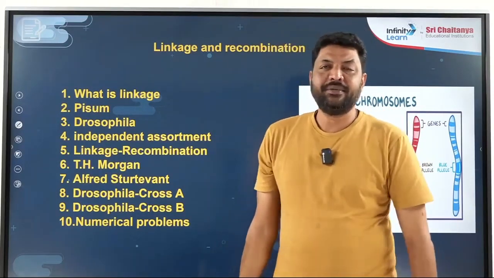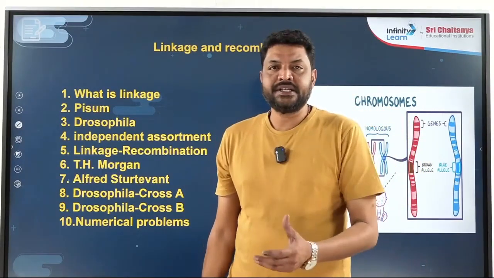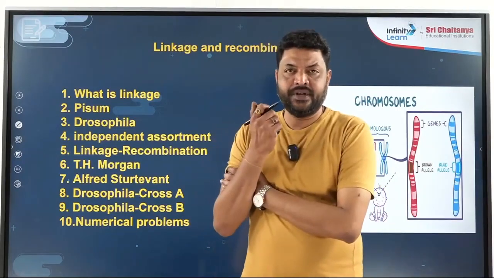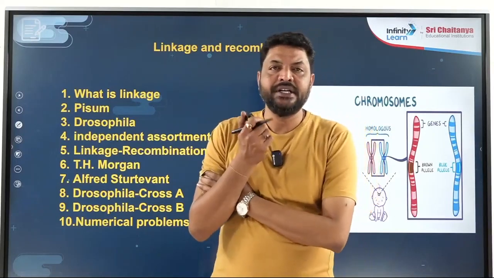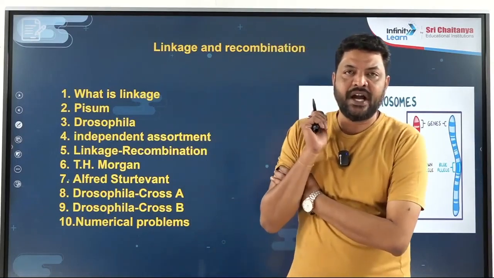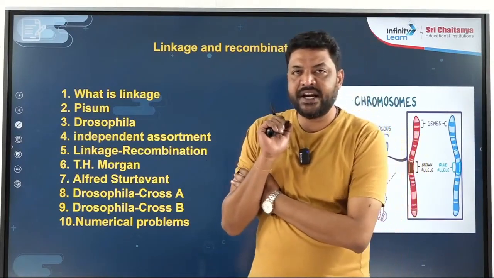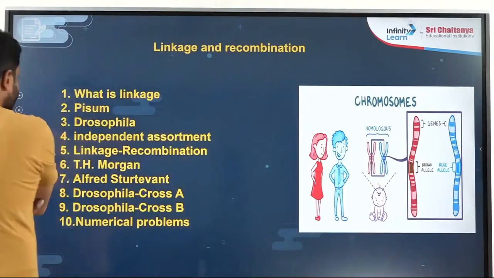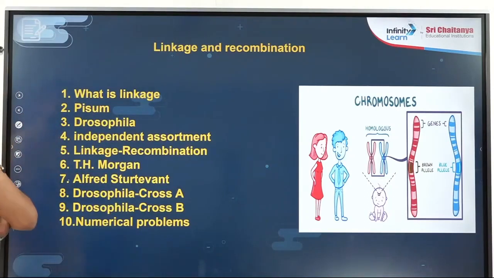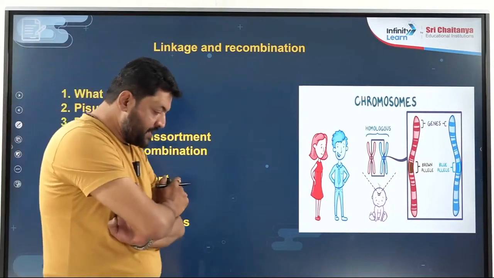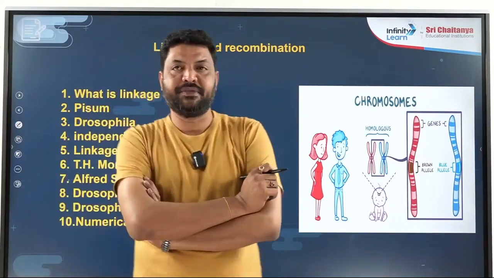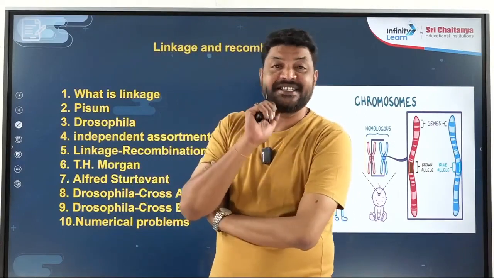Linkage and recombination. Today's lecture, I am selecting certain chapters where you feel difficulty in studying botany. Such kind of side headings only I am taking here. One such side heading is linkage. So our discussion in today's class will be about what is linkage, and if you want to understand linkage, you have to first understand what is independent assortment. Then only you can understand linkage.